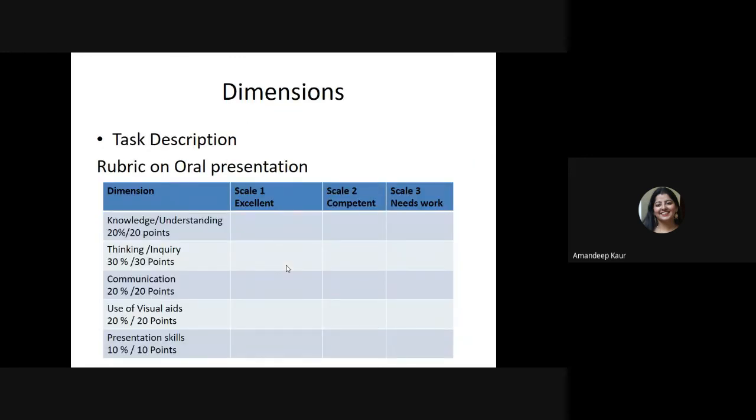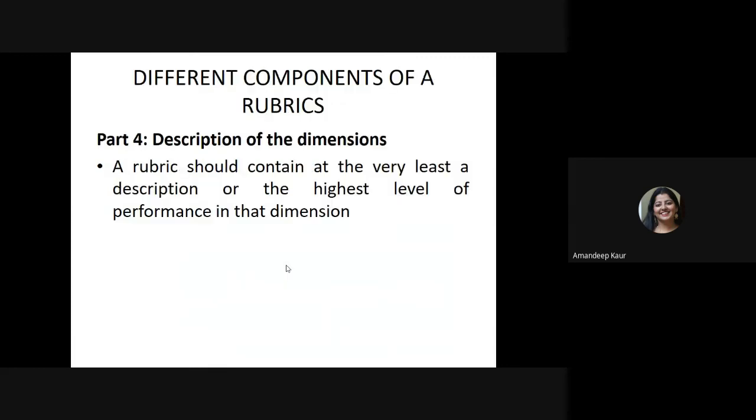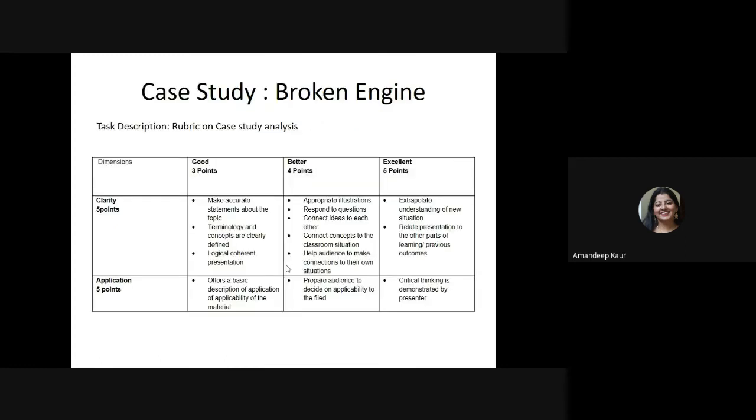Say the dimensions for an oral presentation: knowledge and understanding, thinking or inquiry, communication, use of visual aid, and presentation skill. Weightage needs to be given to the dimensions: 20, 30, 20, 20 and 10 points. Scale can be excellent, competent, needs work. That needs to be decided by the department. Then description of the dimension. You need to clarify what you mean by excellent communication skill, what you mean by average communication skill, and when you say needs improvement, what are the different improvements you think your student needs to consider. So that description needs to be there.